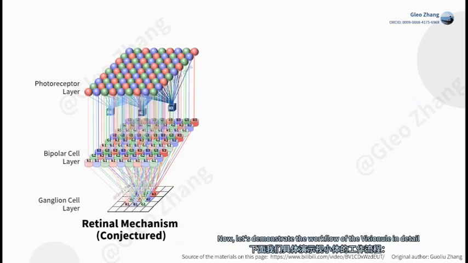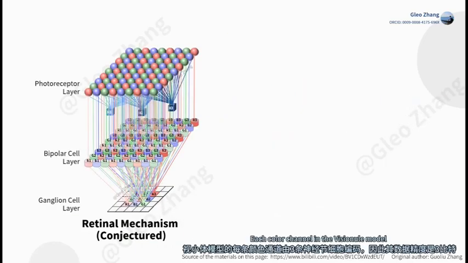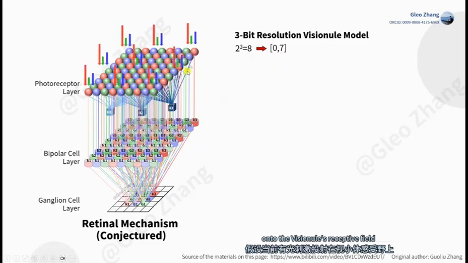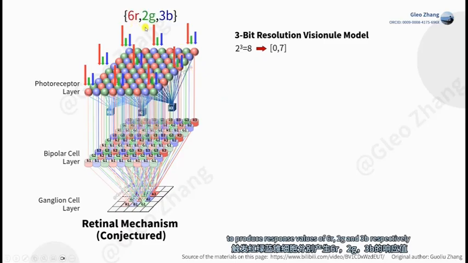Now, let's demonstrate the workflow of the vision neural in detail. Each color channel in the vision neural model is encoded by 3 ganglion cells. Therefore, its data resolution is 3 bits, capable of distinguishing 2 to the power of 3, that's 8 quantization levels, with a numerical range from 0 to 7. Assume a light stimulus is currently projected on the vision neuron's receptive field, triggering red, green, and blue cone cells to produce response values of 6R, 2G, and 3B respectively.